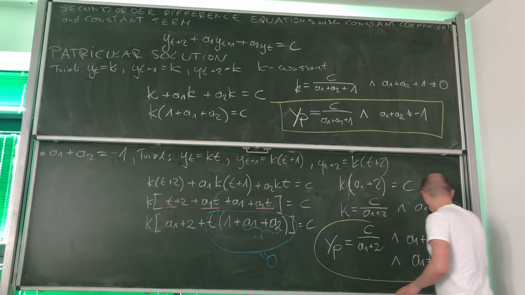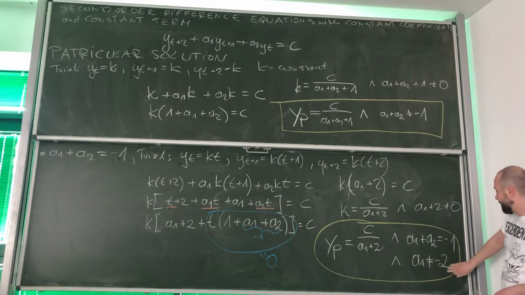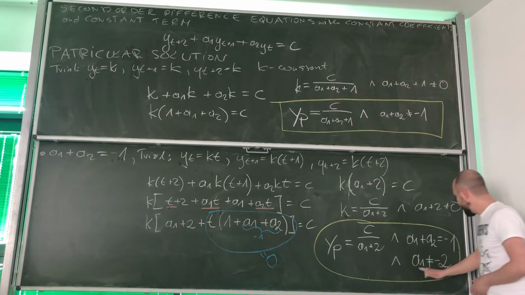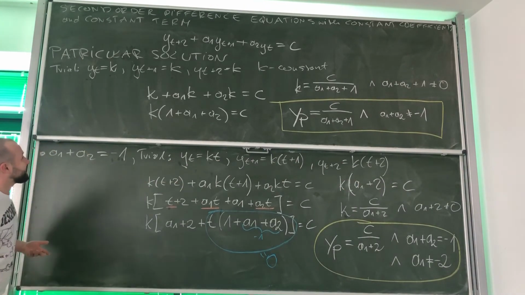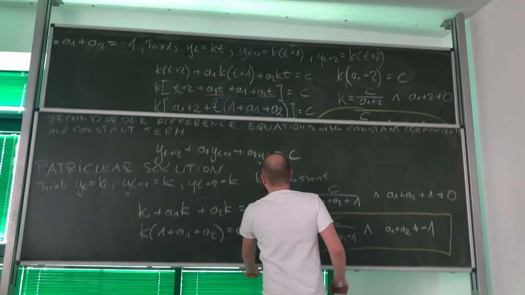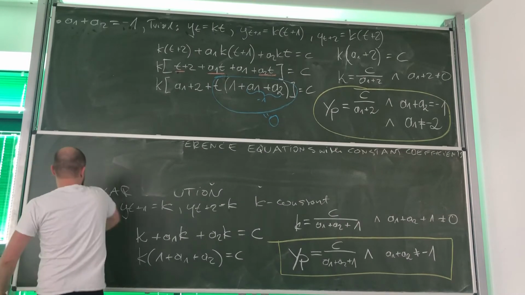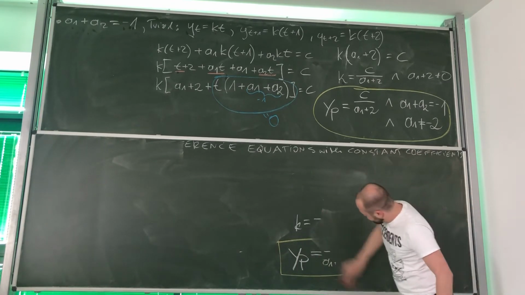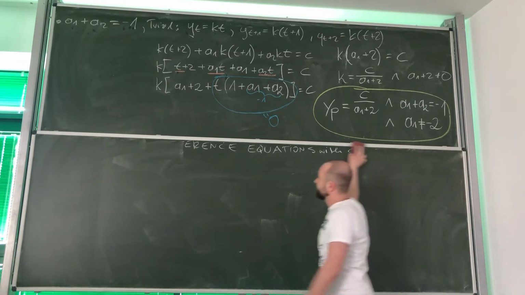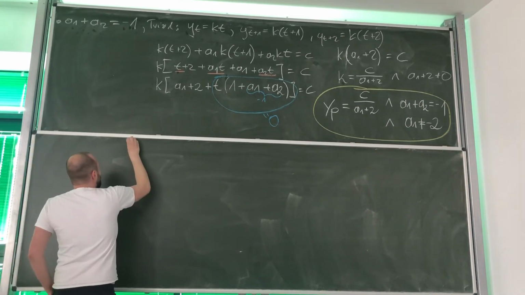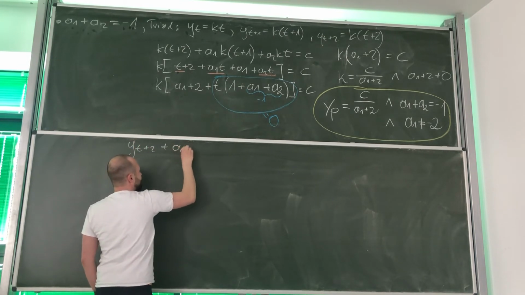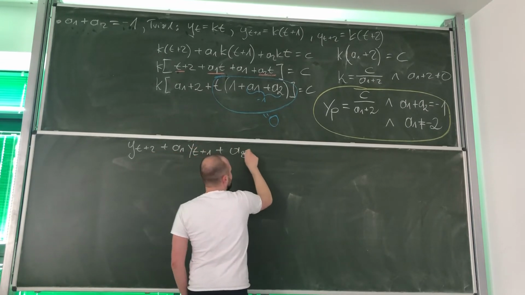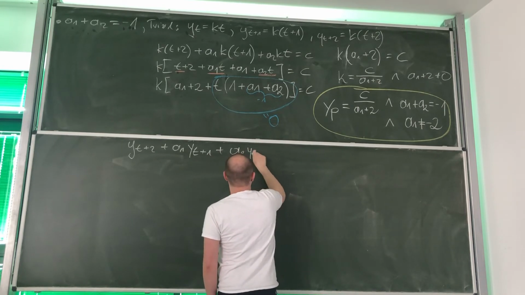However, there is still one more complication. The complication that we see over here. What if a1 plus a2 is equal to -1 and a1 is equal to -2? What do we do in this case? Okay, look. Let me just erase the blackboard. So, look, remember, our equation is y_{t+2} plus a1 y_{t+1} plus a2 y_t equals c.